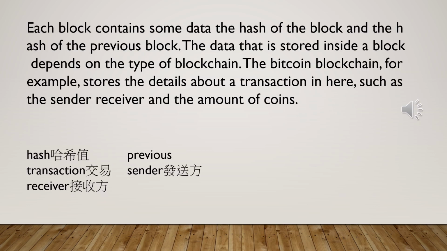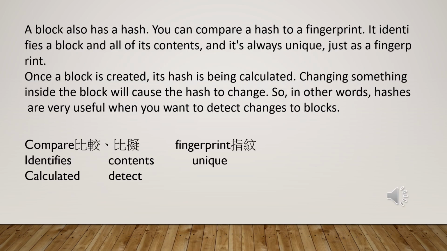Each block contains some data, the hash of the block and the hash of the previous block. The data that is stored inside a block depends on the type of blockchain. The Bitcoin blockchain, for example, stores the details about a transaction in here, such as the sender, receiver and the amount of coins. A block also has a hash. You can compare a hash to a fingerprint. It identifies a block and all of its contents, and it's always unique, just as a fingerprint.